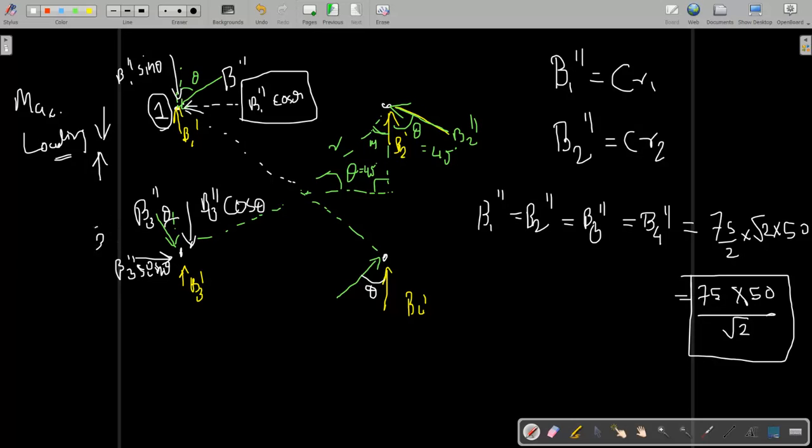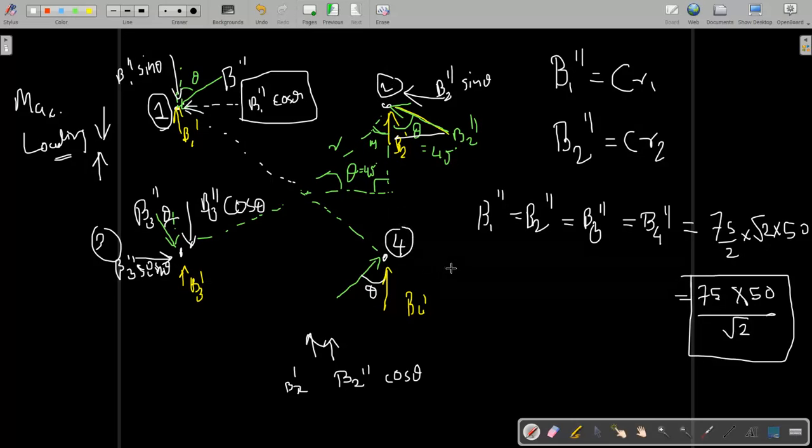So this is point 3, also the minimum loading condition. Now look here: B2 dash and B2 double dash cos theta are both in the same direction, so they will add, and there is one perpendicular component, B2 double dash sin theta. So we will use Pythagoras theorem. There are two components. As you can see, bolt 2 and bolt 4 are subjected to the maximum loading condition.